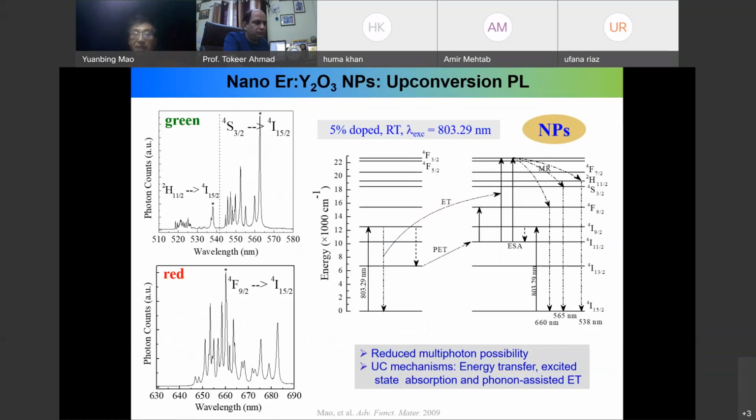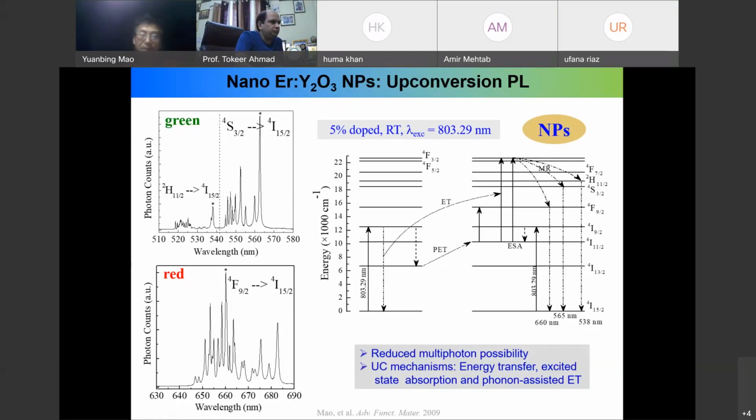Other than that, we also look at the upconversion, right? So here you can see that the excitation is at around 804 nanometers. And then we can see there is a green emission and red emission, right? So this is what the upconversion is about. You see this excitation is at longer wavelengths, that means lower energy, but the emission is at shorter wavelengths with a higher energy. This one is in the green region, and this one shows the emission in the red region. So how does that happen, right?